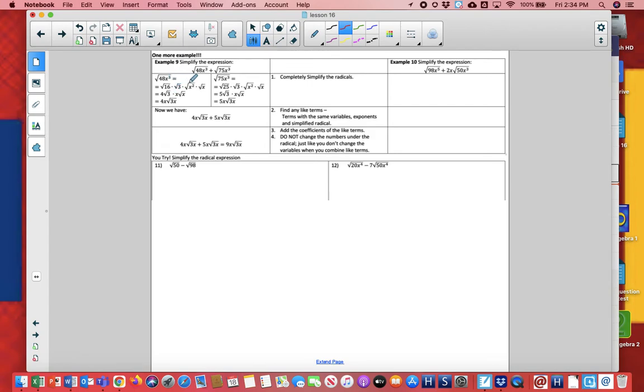Then I have x to the third. Well, I'm going to break that down. Again, how many sets of 2 can I make out of 3? Well, I can make 1 set of 2, so I get an x outside with 1 left over, x inside. So I get 4x square root of 3x when I simplify just the first term.